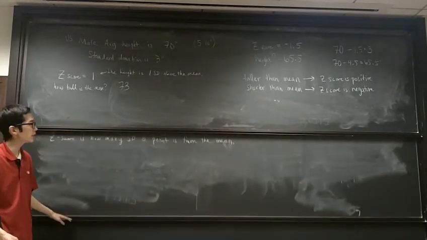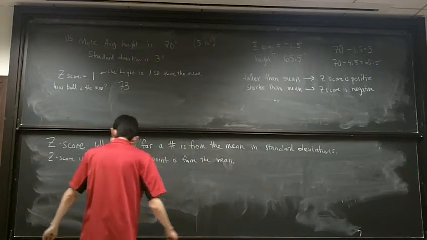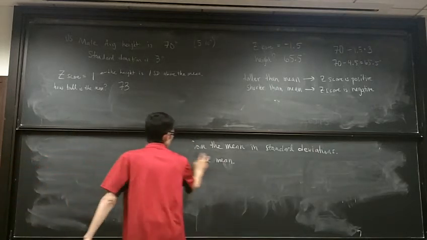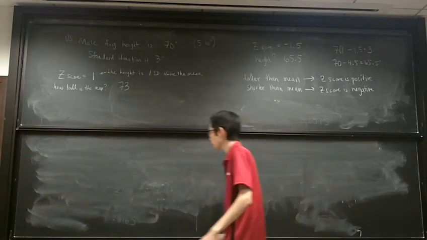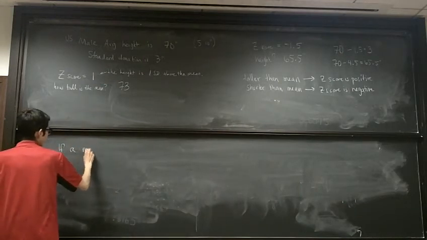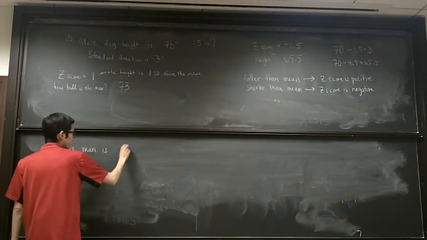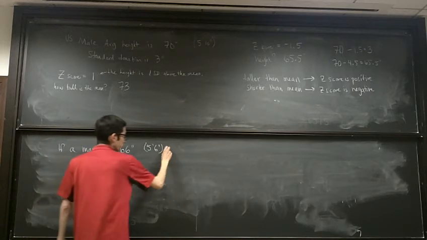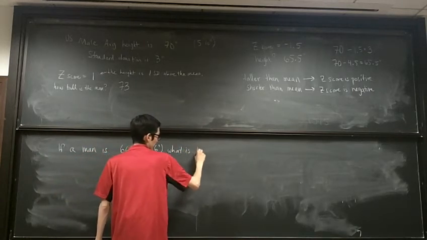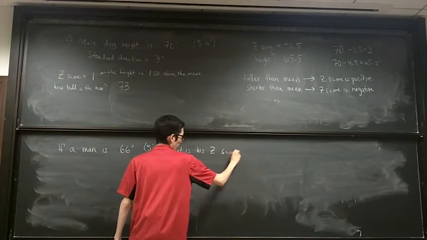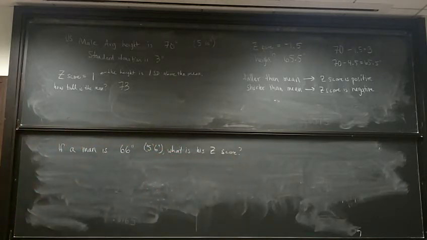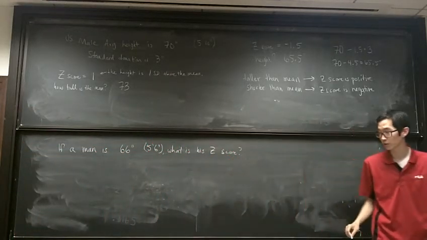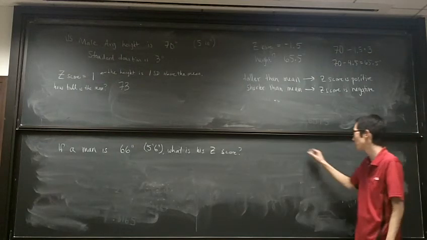Okay, if somebody is, let's say, 66 inches, okay, so 5'6". What is his z-score? Okay, I erased it, but his z-score again tells us how far we are from the mean in standard deviations. So don't shout out the answer, but write down a number on your paper.